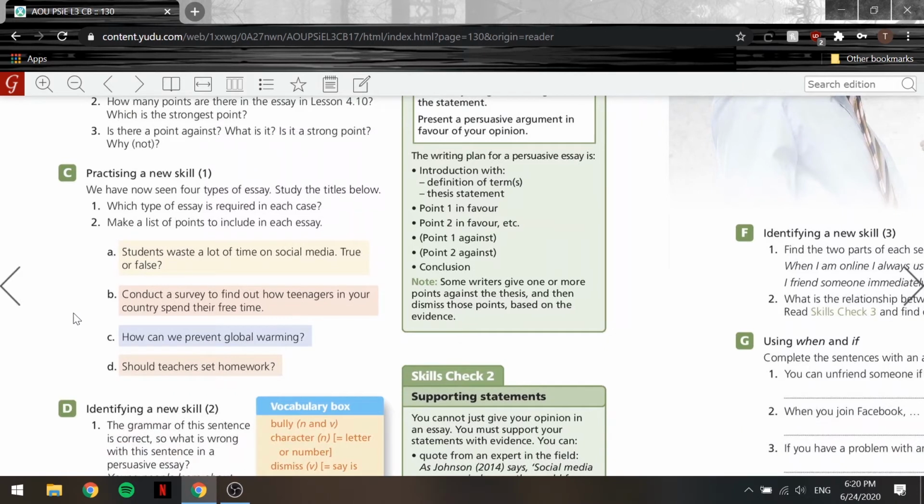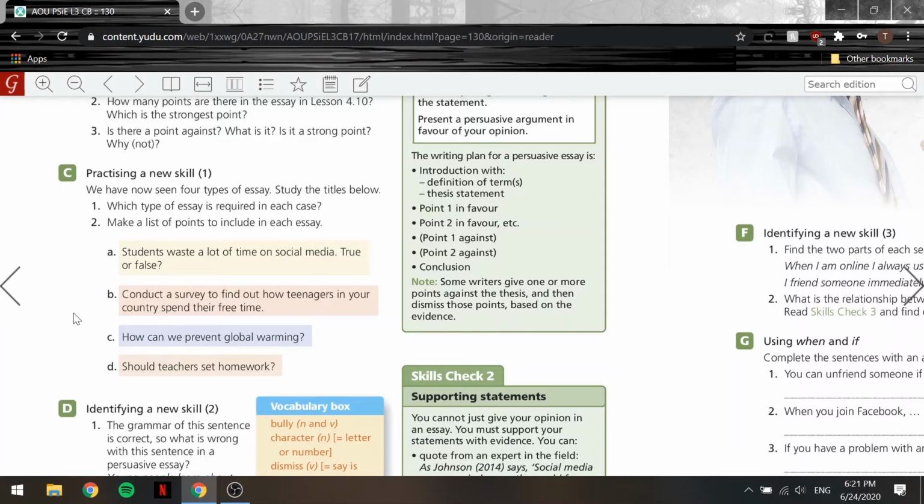Let's take a look at C, practicing a new skill now. We have now seen 4 different types of essay. Study the titles below and answer which type of essay is required in each case, and make a list of points to include in each essay. Okay, so let's take a look. Students waste a lot of time on social media. True or false? This is a persuasive essay. We're going to talk and we're going to persuade the other person as to why we have the point of view that we have.